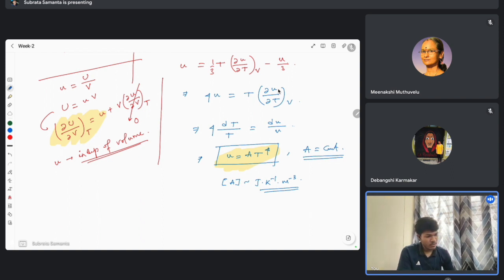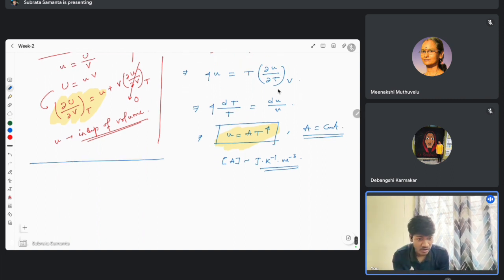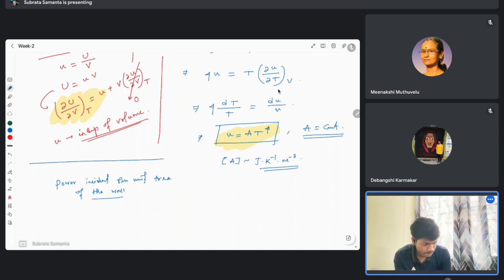Similarly, if we calculate the pressure, or the power incident per unit area on the wall, that is the capital P. So what is the formula? Power incident per unit area of the wall.